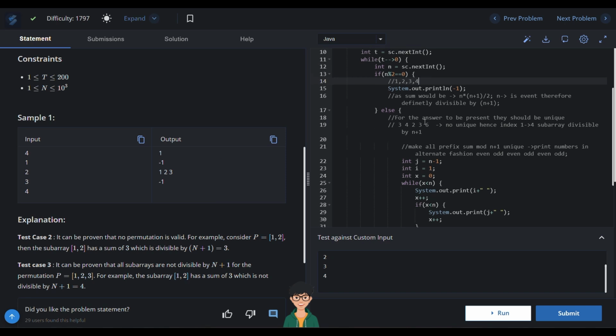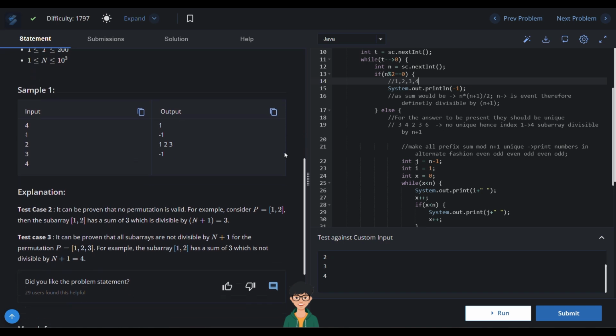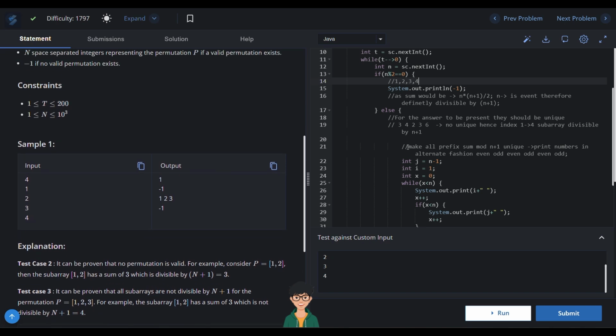Another important observation is that for the answer to be present, all the prefix sums mod n plus 1 should be unique. What I mean by this is, if you are able to form an array, then in that array the prefix sum mod n plus 1 should not be equal. Okay, what if it will be equal?